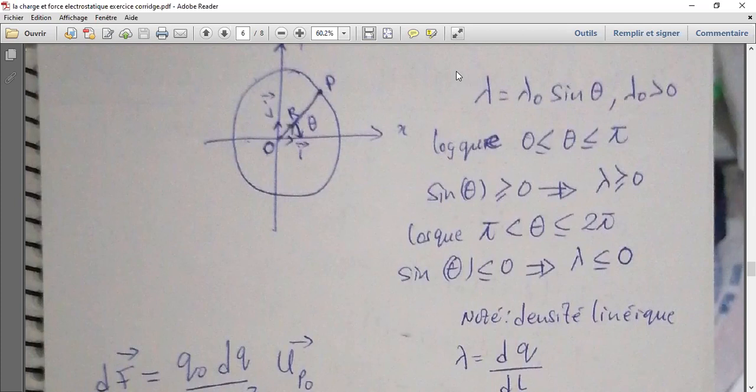It's something which you don't need calculation for. It's something which is just there. 2 pi is equal to 360, then pi is equal to 180. I don't know if it's clear.